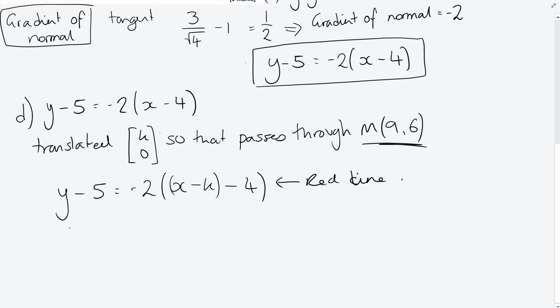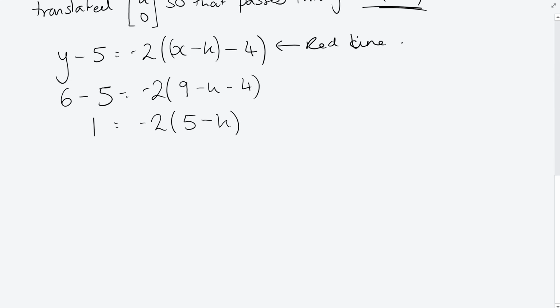So let's put in x and y. 6 minus 5 equals minus 2 times (9 minus k minus 4). Now we've got an equation with just one unknown. So 1 equals minus 2 times (9 take away 4 is 5, minus k). If I expand the bracket, I think it's going to be easier this way: plus 2k. Add 10 to both sides, so 11 equals 2k, and k is equal to 5.5. And that's our correct solution.